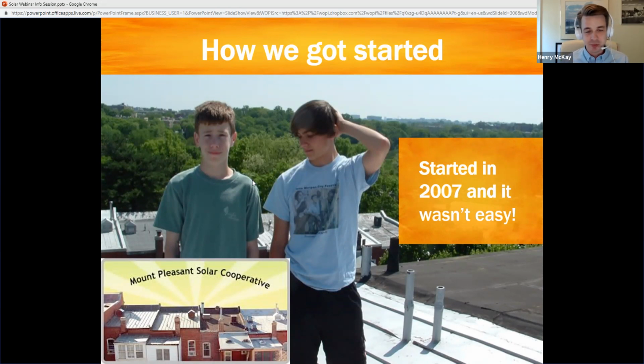They had to do less advertising and marketing to turn all these leads into signed contracts, and they could pass those savings on to the participants in the form of a cheaper solar installation. So the solar cooperative was able to make the process easier and also a little bit more affordable.